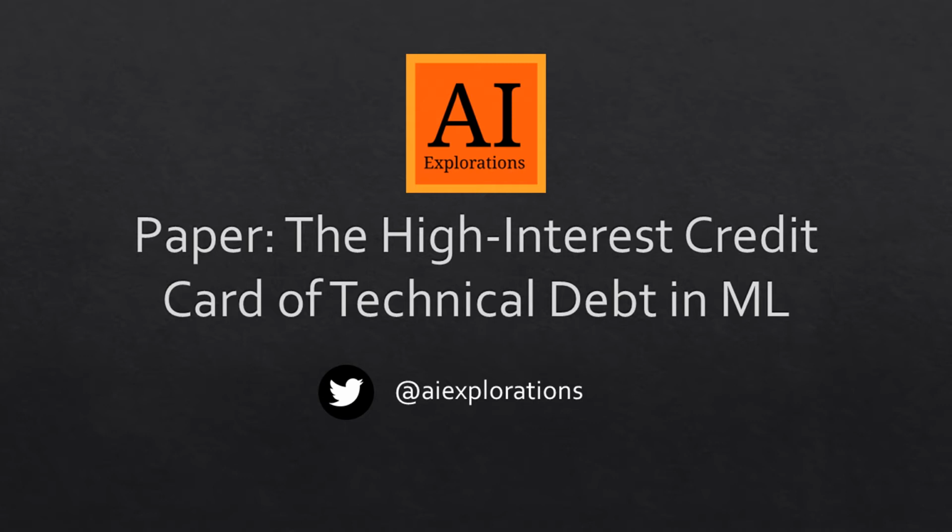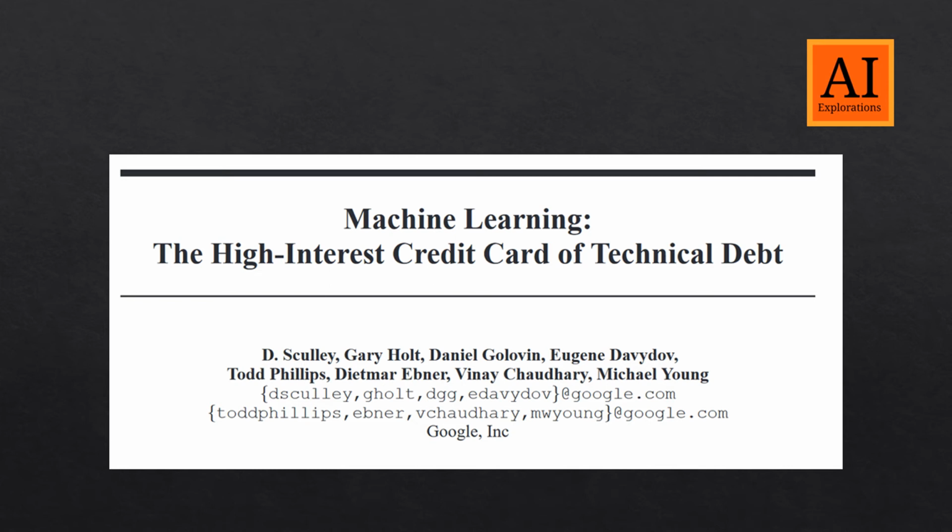My name is Rajesh. Today, I'm going to be discussing a very interesting paper with you. The title of the paper is The High Interest Credit Card of Technical Debt in Machine Learning. The paper is authored by a team at Google, D. Scully, Gary Holt, Daniel Golovin, and many others.